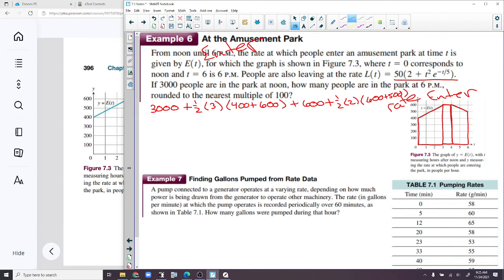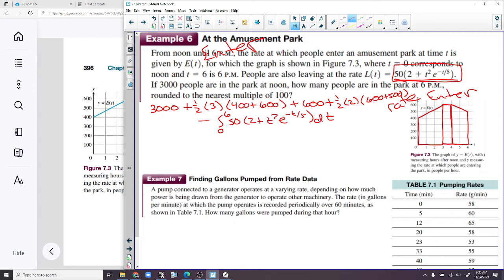So there's entering. But then we've got to subtract the people that are leaving. So here's the people that are leaving. And we're going to integrate from 0 to 6, because we're going from noon to 6 o'clock, of 52 plus t squared e to the negative t divided by 5. I could have just written L of t. That's probably what I should have done.